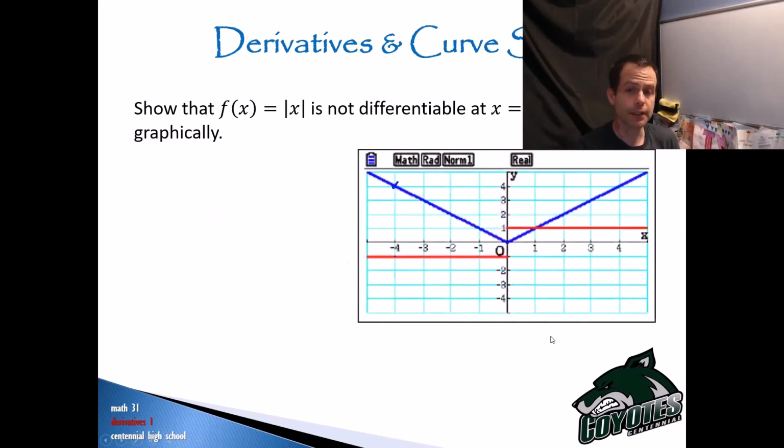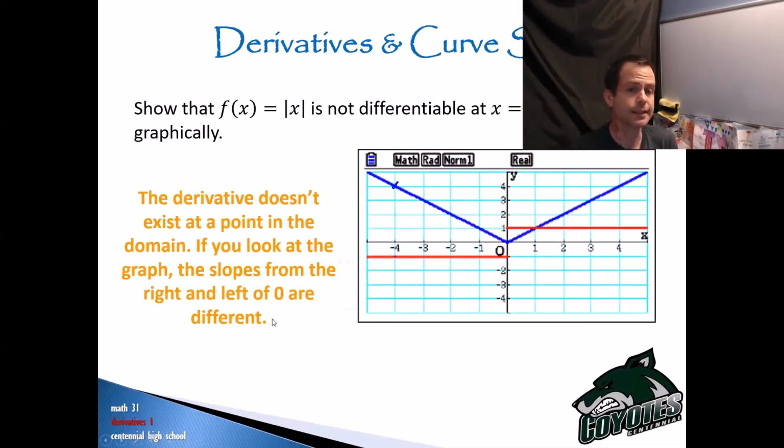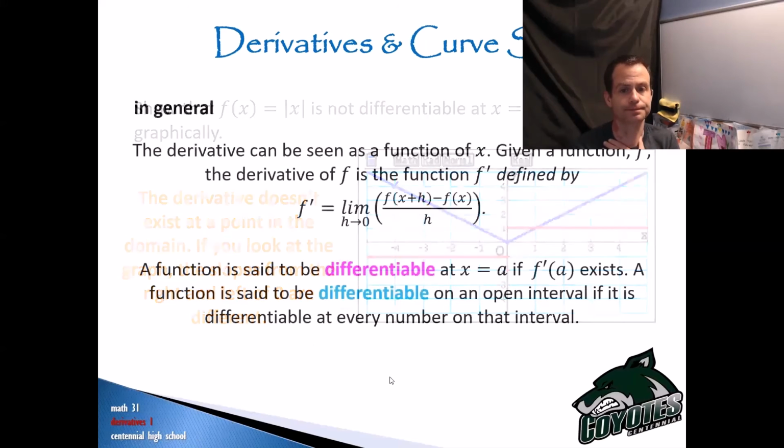Now, graphically, you're getting something that looks like this. I've graphed y equals the absolute value of x. On the left, I see that the derivative will always be negative 1. On the right, I see the derivative will always be 1, but then I don't have anything at 0. The derivative doesn't exist at a point in the domain. If you look at the graph, the slopes from right and left of 0 are different. So again, it is not differentiable.